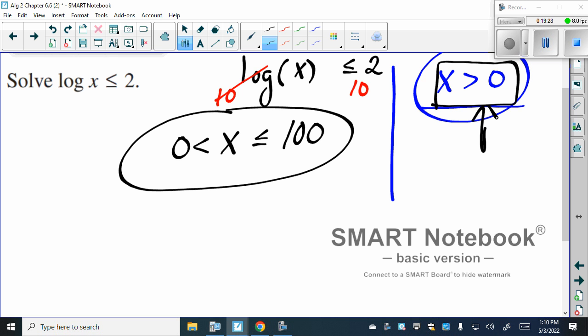Yes. Is negative 1 less than 0? Right, so can x be negative 1 in this solution statement here? So we've excluded it. Yes. Any other questions? All right.